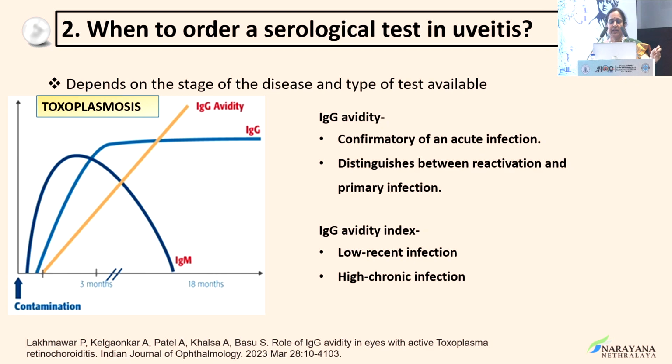IgG avidity confirms an acute infection. It distinguishes between reactivation and a primary infection. Coming to the IgG avidity index, if it is low, then it indicates a recent infection. If the values are high, then it indicates a chronic infection.